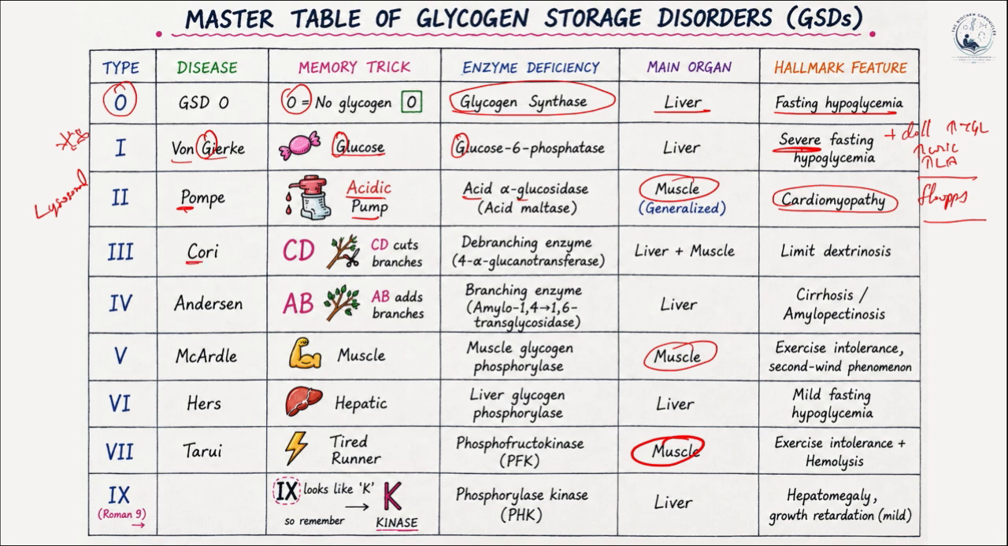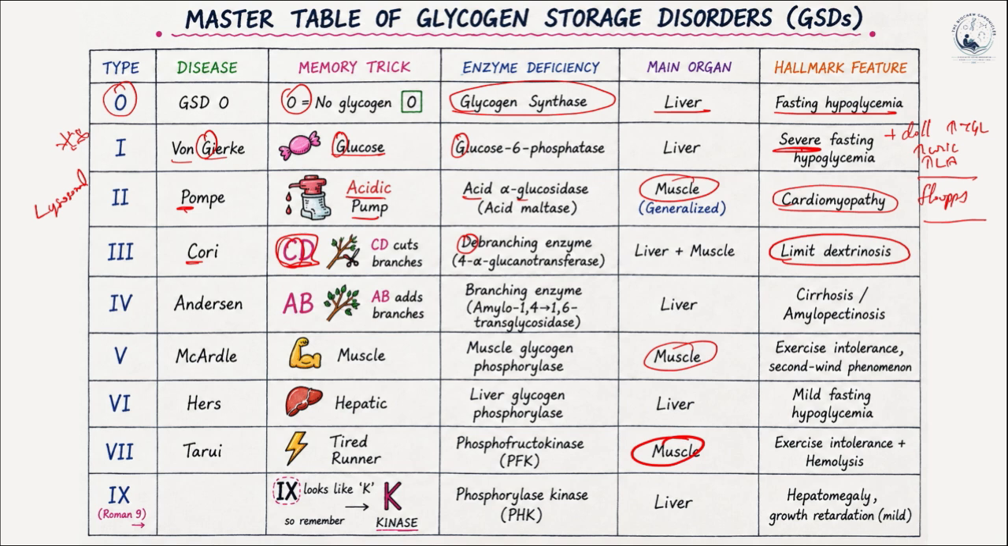C 1 2 3 3 C CD is the memory trick you need to remember. So for Cori's, it is debranching enzyme that is defective. Because there is a limitation in the breakage of your branches, there is a product accumulated which is known as limit dextrin. Therefore, Cori's is also known as limit dextrinosis.